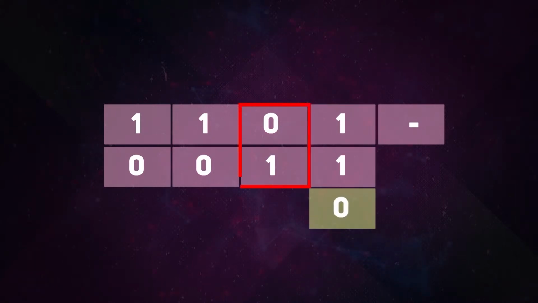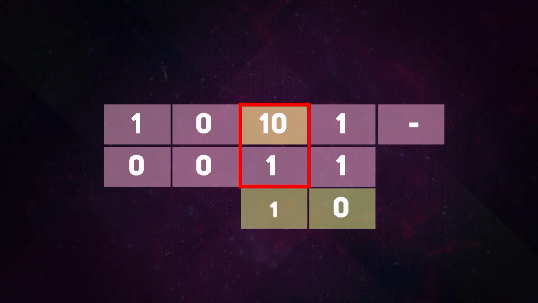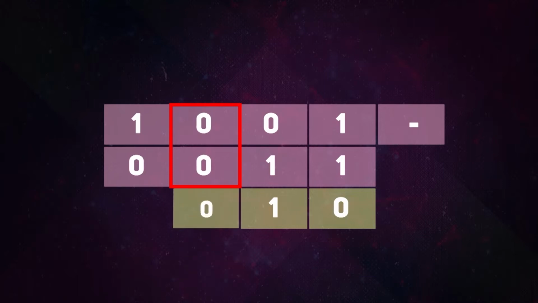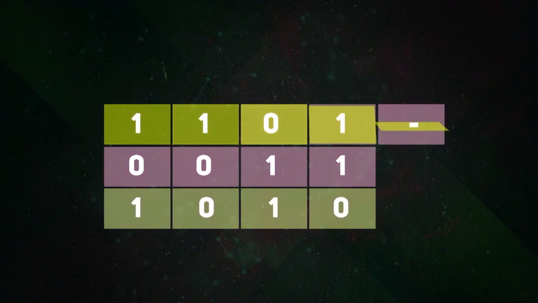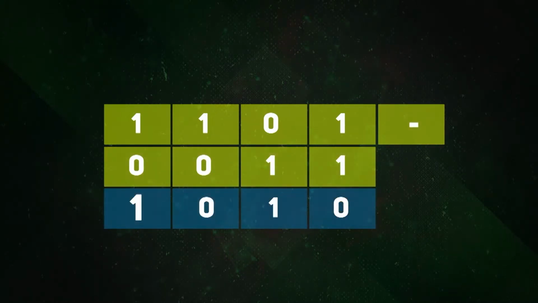Then in the second column, perform 0 minus 1. But we cannot subtract 1 from 0, so borrow 1. When you borrow 1 from column 3, the 1 at column 3 becomes 0 and the 0 at column 2 becomes 10. Subtract now 10 minus 1, which is equal to 1. Next, column 3, 0 minus 0 equal to 0, and in column 4, 1 minus 0 equal to 1. Therefore, 1101 minus 0011 is equal to 1010.